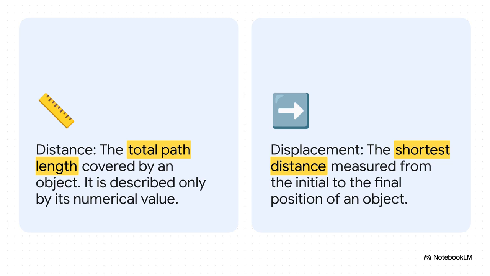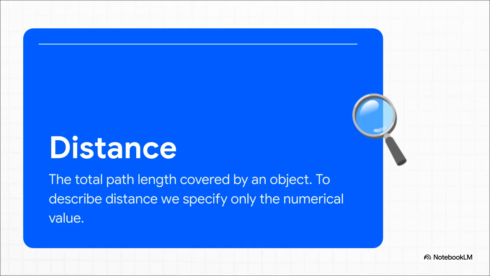Think of it like this. Distance is the total reading on your car's odometer for a trip, every single mile you drove. Displacement? That's just the, as the crow flies, straight line from where you started to where you ended up. Much simpler. So let's put some numbers on it.